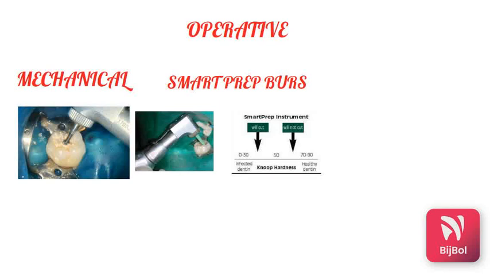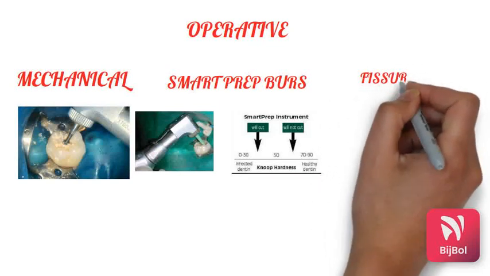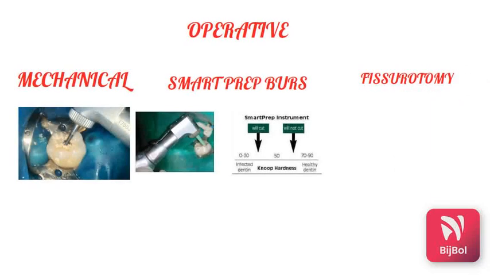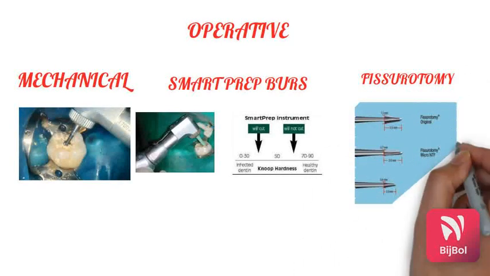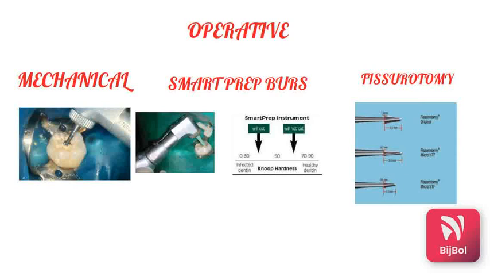Next, we can also use the fissurotomy burrs. These are early conservative preparation burrs which help in treatment of the hidden fissure caries without the use of anesthesia. These are also available in various sizes.